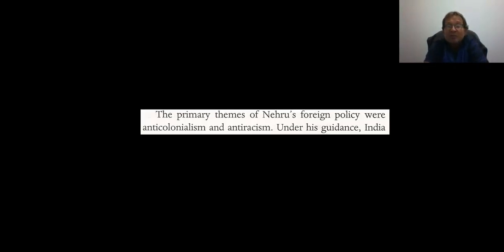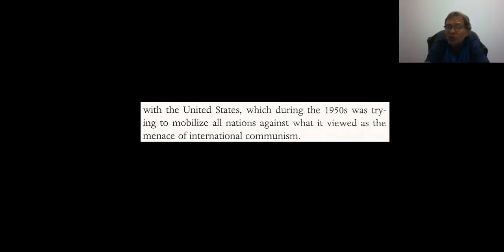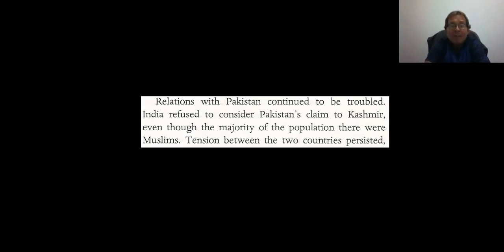The primary themes of Nehru's foreign policy were anti-colonialism and anti-racism. Under his guidance, India took a neutral stance in the Cold War and sought to provide leadership to all newly independent nations in Asia, Africa, and Latin America. India's neutrality put it at odds with the United States, which during the 1950s was trying to mobilize all nations against what it viewed as the menace of international communism, as we've seen.